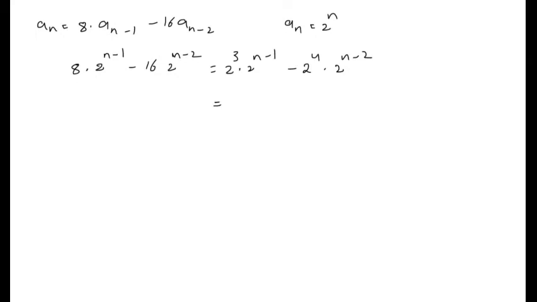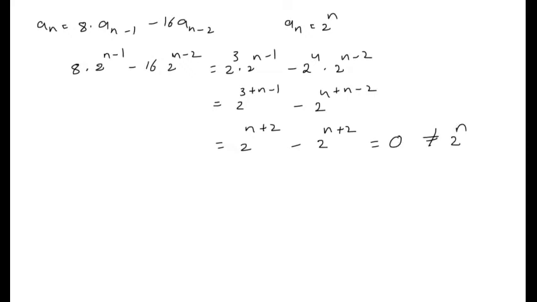When we simplify this, we get 2^{3+n-1} - 2^{4+n-2}. That is 2^{n+2} - 2^{n+2}. So it is 0, which is not equivalent to 2^n. So then we can say that a_n = 2^n is not a solution for the given recurrence relation.